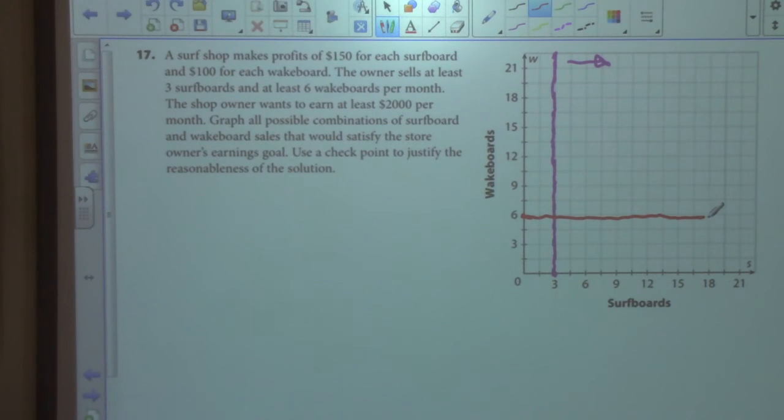Somehow I want to scooch it below, but we're going to be at least so up in this direction, right? Okay, now the shop owner wants to earn at least $2,000 per month. How do we represent that? That's the Y. How many wakeboards do we need to sell to make $2,000? Depends on how many surfboards you sell.